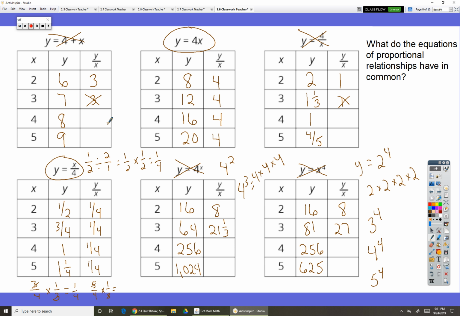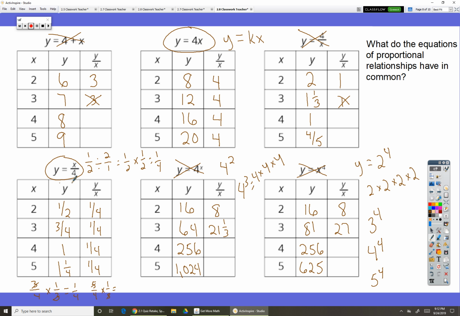What do the equations of proportional relationships have in common? So if we look at both of these, the first one is the form that we actually learned about earlier. We said that proportional relationship equations have to be in this form. Y equals something times x, and that something is the constant of proportionality.